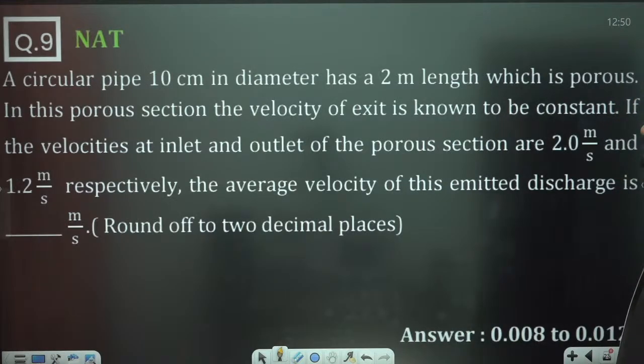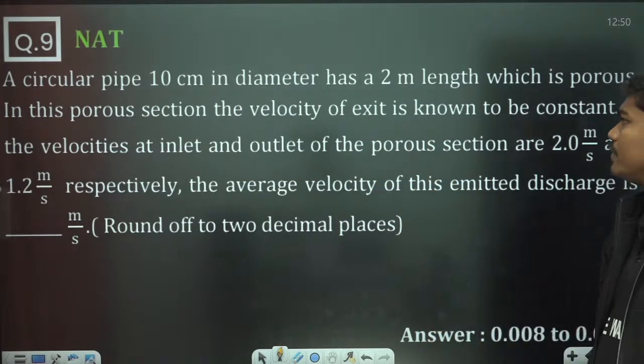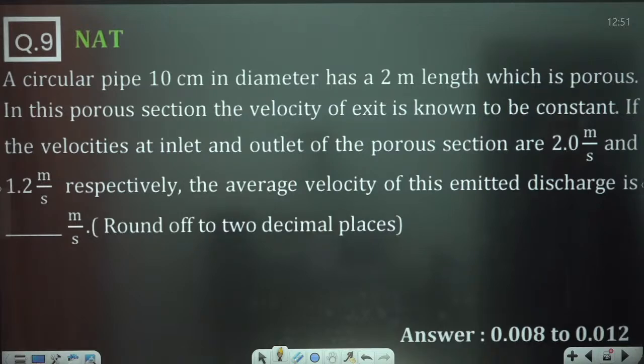So this is the next question. A circular pipe 10 centimeters in diameter has a 2 meter length which is porous. In this porous section, the velocity of exit is known to be constant. If the velocities at the inlet and outlet of the porous section are 2 meters per second and 1.2 meters per second, the average velocity of this emitted discharge is dash meters per second.